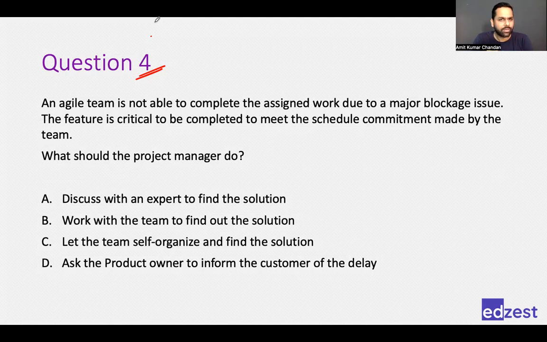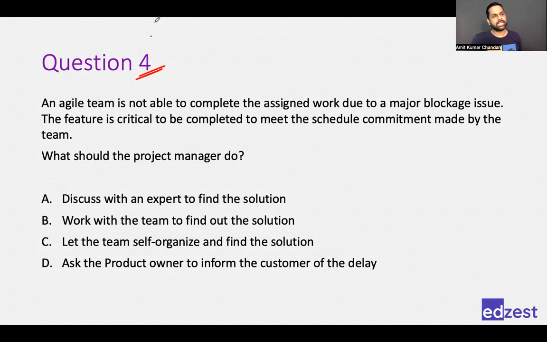No, the score. The score I'm talking about. Yeah, the score. Suppose in an iteration we are supposed to do 5 story points, and we are completing only 4. This means our score is 0. Oh, score is 0. Okay, all right.